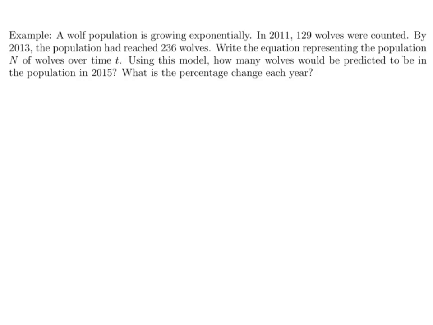All right, here's another example. It says a wolf population is growing exponentially. So because this is growing, that means the b value, our base, is going to be greater than 1. In 2011, there were 129 wolves. By 2013, there were 236. Write the equation representing the population n of wolves over time, t. So we're looking for n of t. So t, or time, is going to be the input of the function. Using this model, how many wolves will be predicted to be in the population in 2015? What is the percentage change each year?